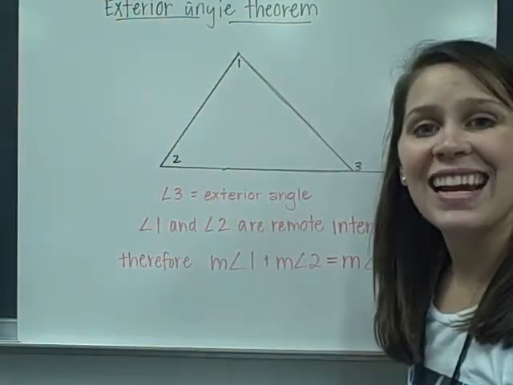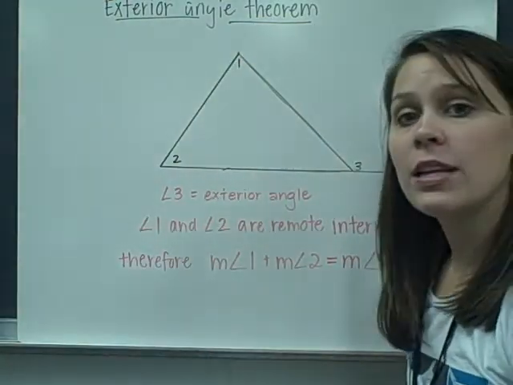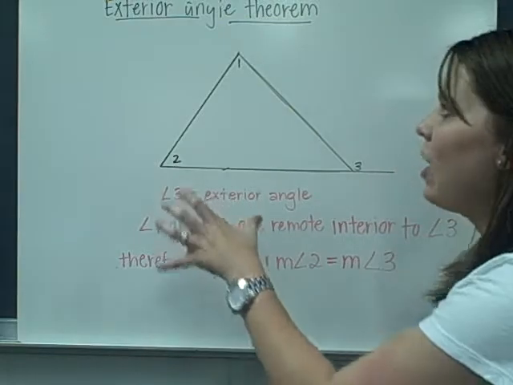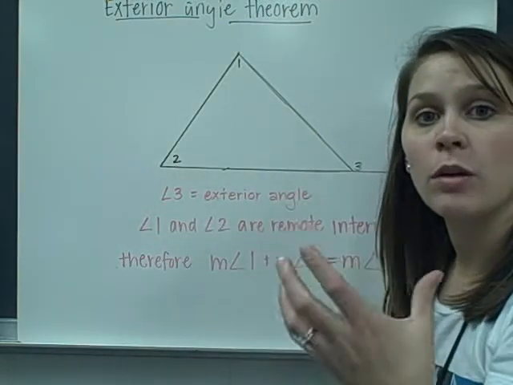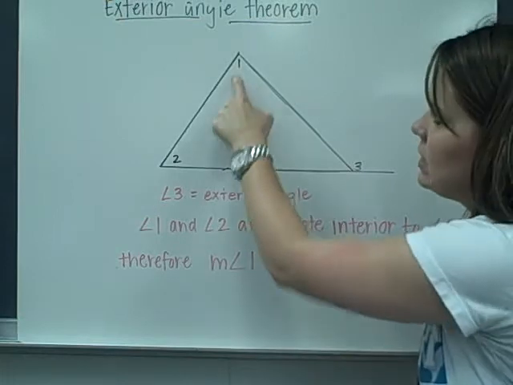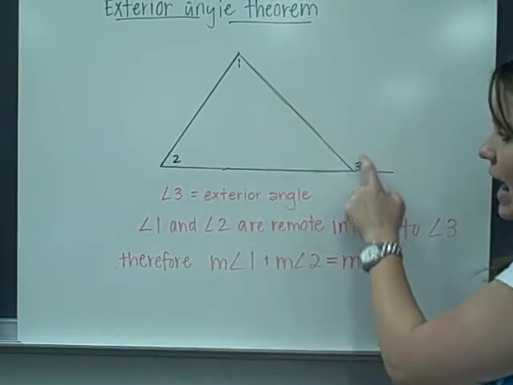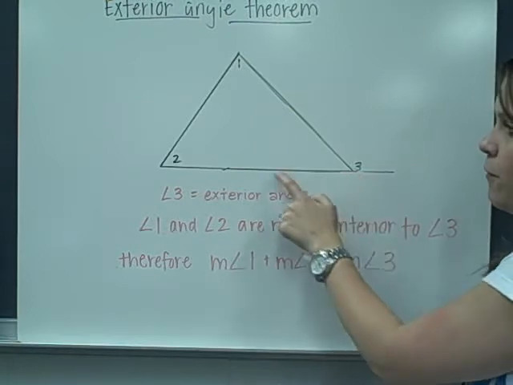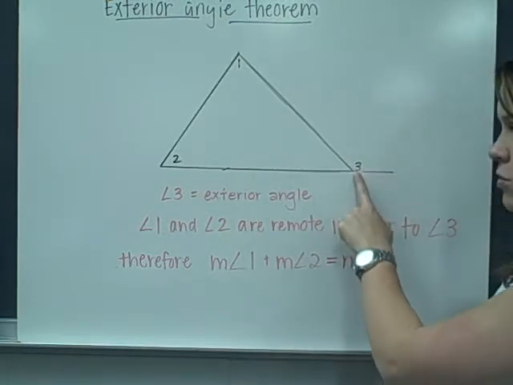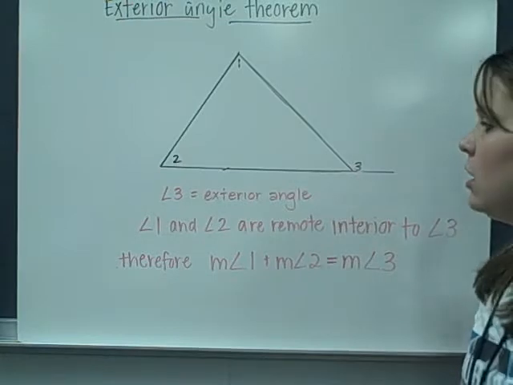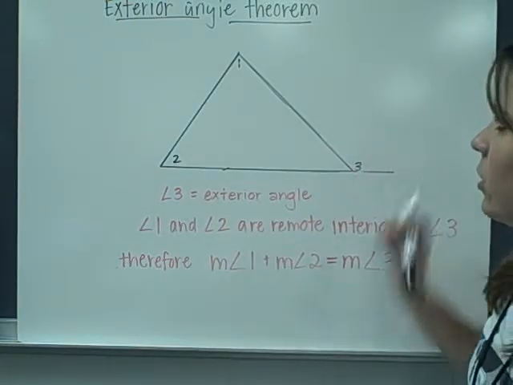Now we're going to look at exterior angles. So exterior angles, remember, are on the outside. And so when we talk about triangles, interior angles are the inside angles. Exterior is the angle that is made from a line and the end of the triangle. So for example, angle 3. So angle 3 is an exterior.